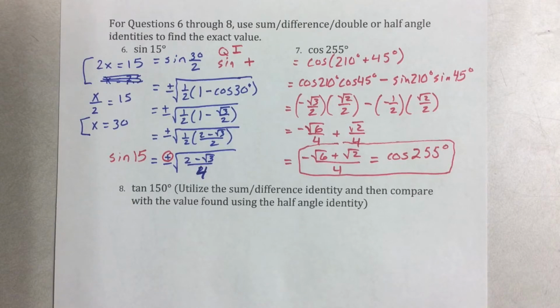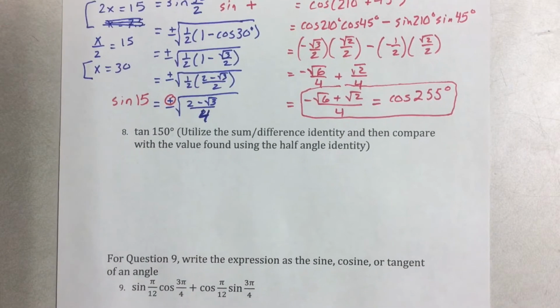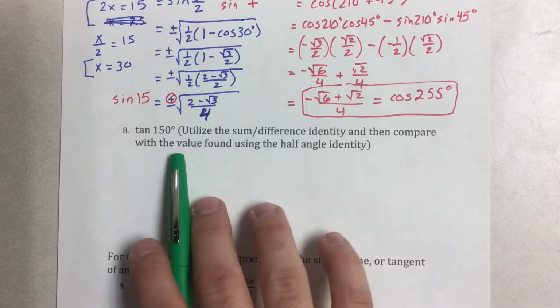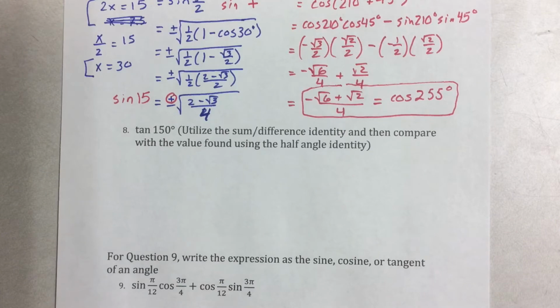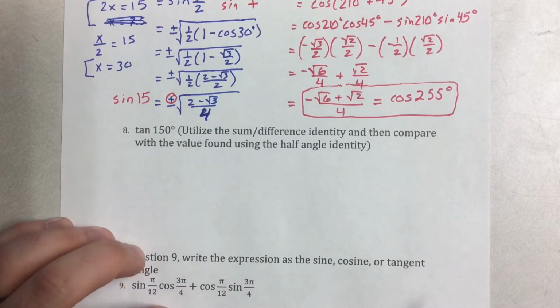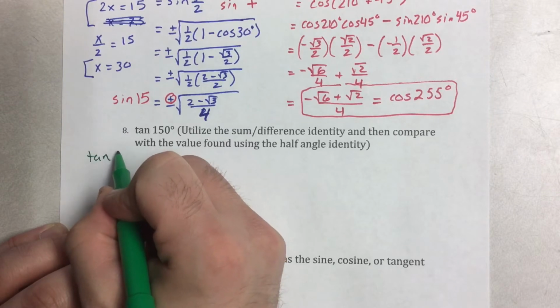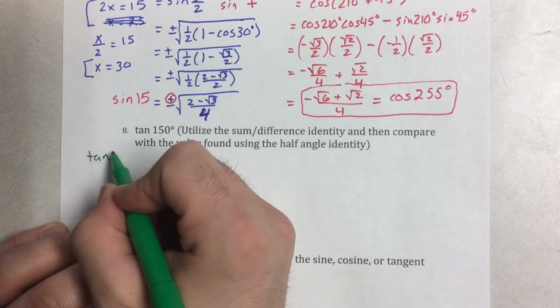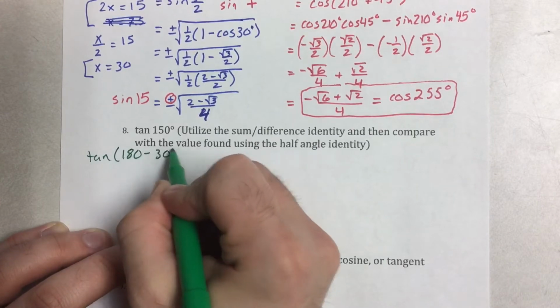All right, so looking at the next one. So tangent of 150 degrees. So I would like for us to utilize both the sum and difference and compare it to the half angle. I already tell you it's going to be a half angle. So the sum and difference. So 150, I could write this as tangent of, well, wait, let's do 180. I like that. 180 minus 30.